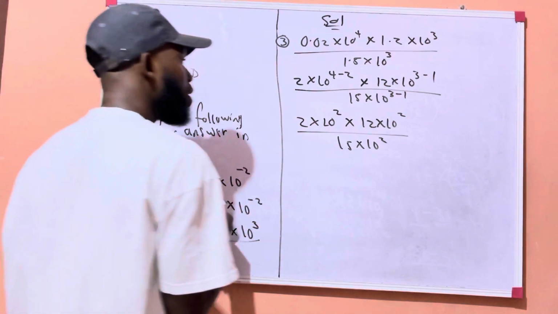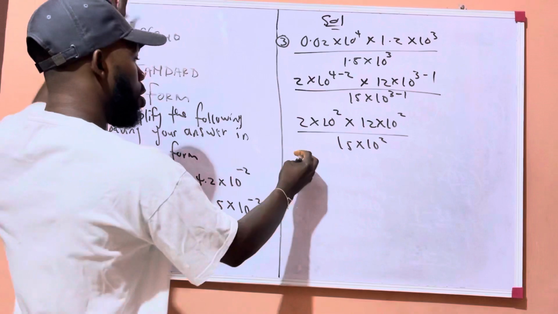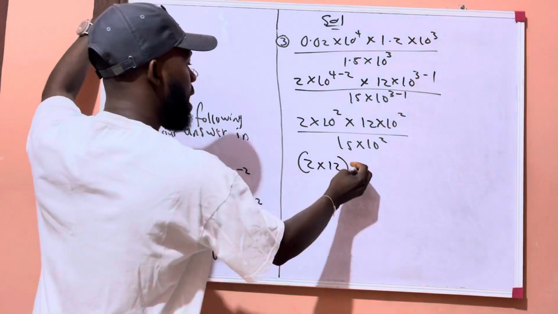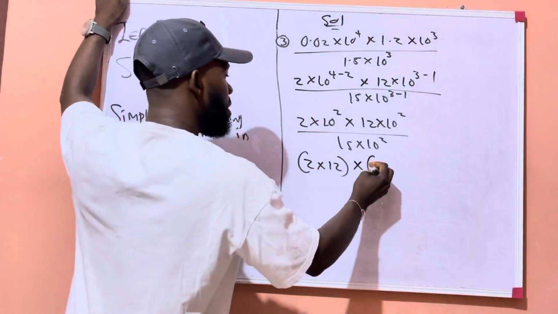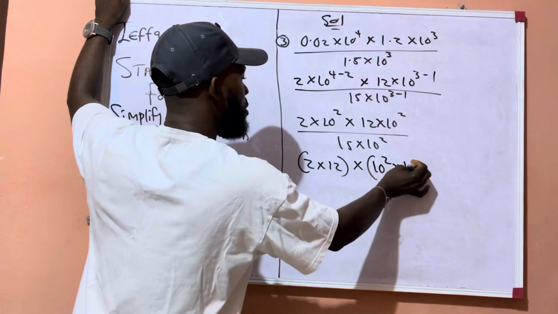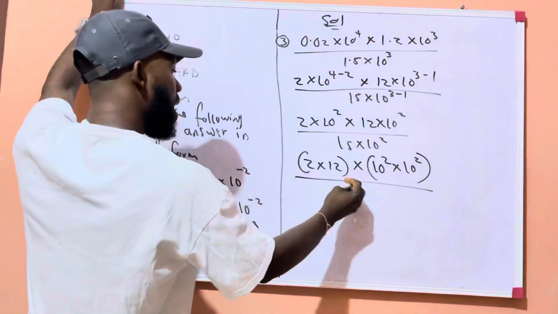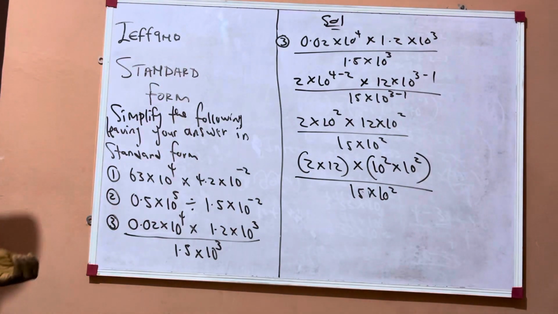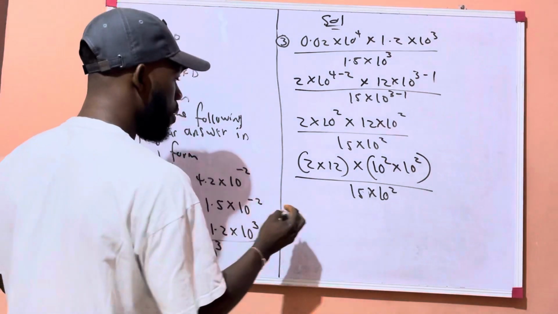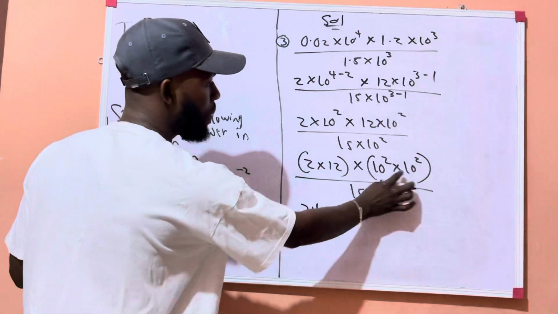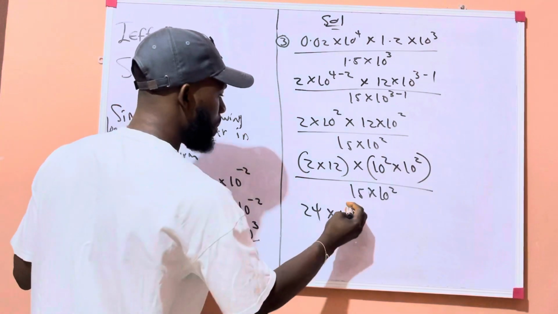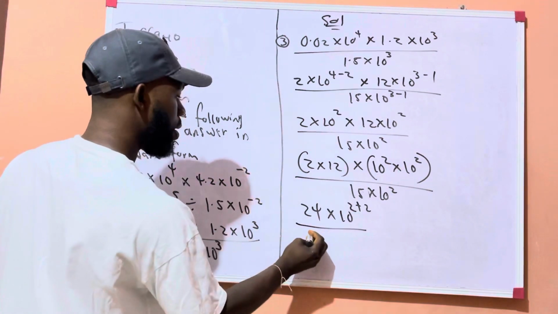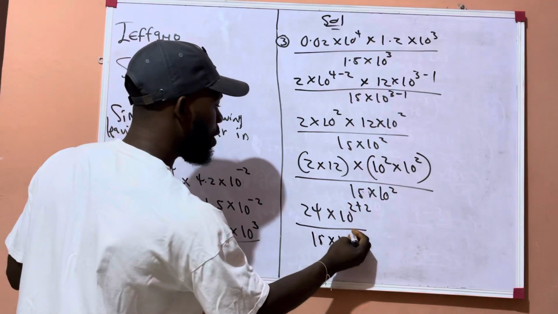Now solving what is on top, bringing the numbers in pairs. Here it comes: 2 times 12, close your brackets, times, now bringing the tens in pairs also, 10 raised to the power 2 times 10 raised to the power 2, all over 15 times 10 raised to the power of 2. Simple as this. Now 2 times 12 gives us 24, times, I pick one of the base, 10, and here becomes 2 plus 2, because times becomes addition, all over 15 times 10 raised to the power of 2.